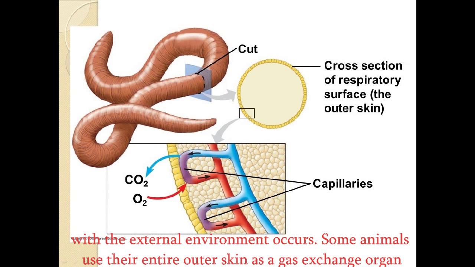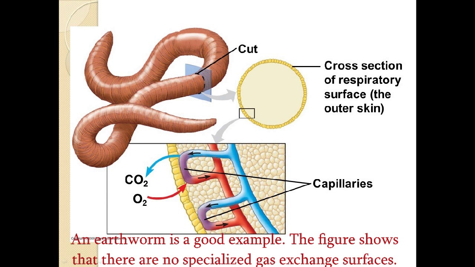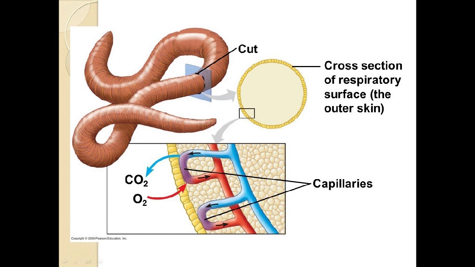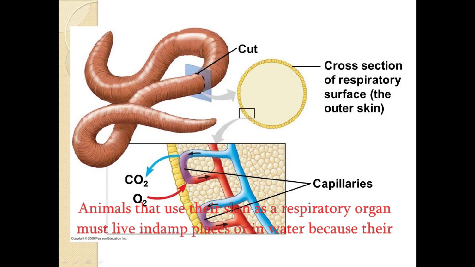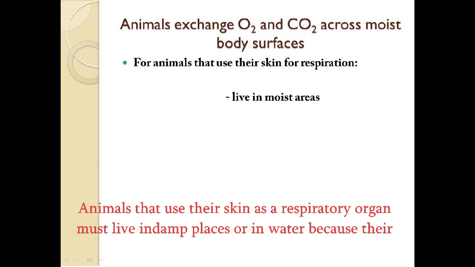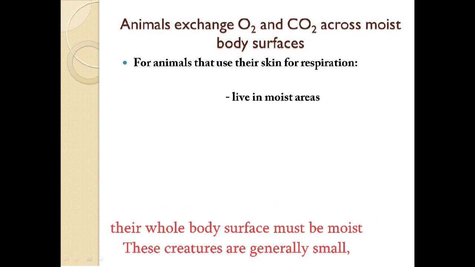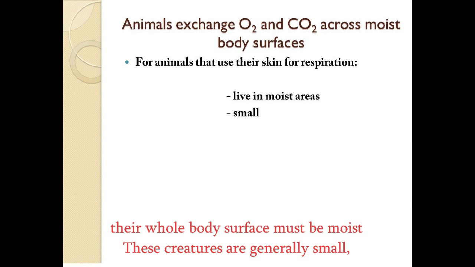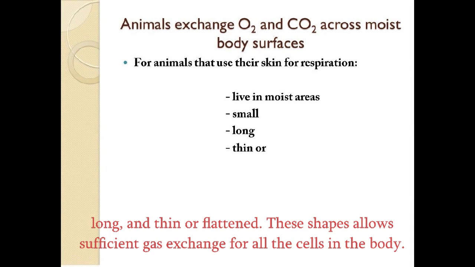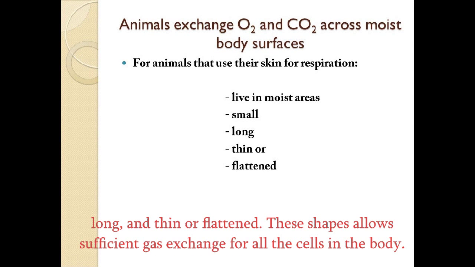Some animals use their entire outer skin as a gas exchange organ. An earthworm is a good example. The figure shows that there are no specialized gas exchange surfaces. Animals that use their skin as a respiratory organ must live in damp places or in water because their whole body surface must be moist. These creatures are generally small, long and thin, or flattened. These shapes allow a sufficient gas exchange for all cells in the body.